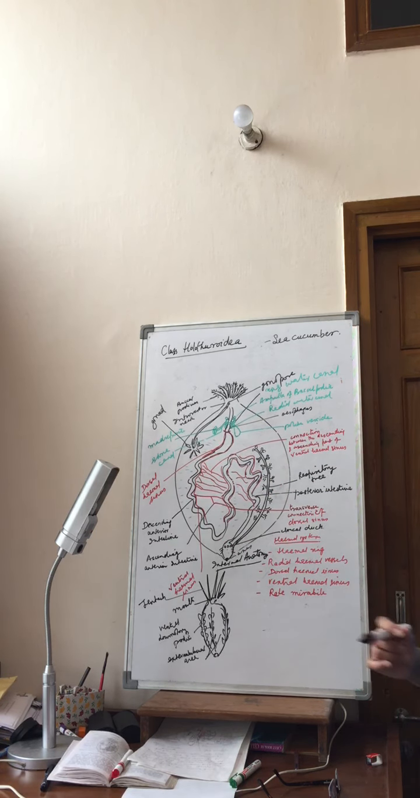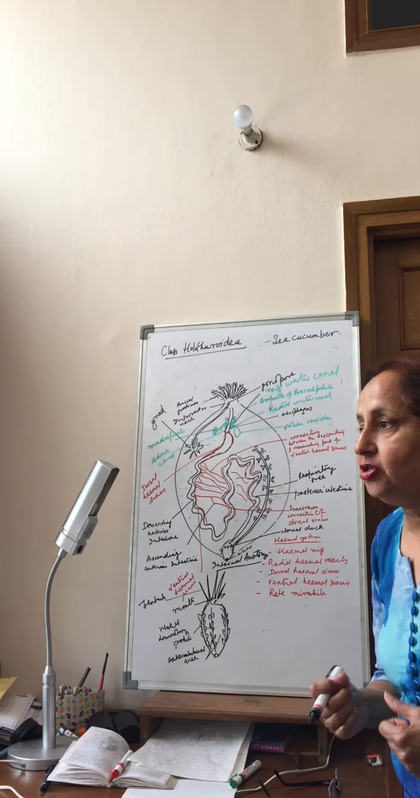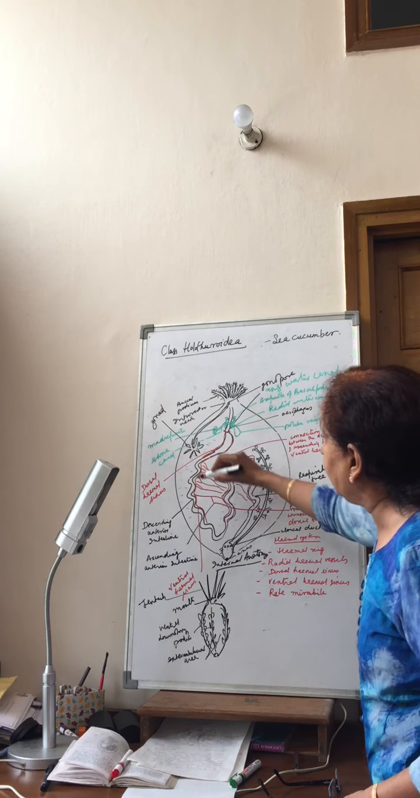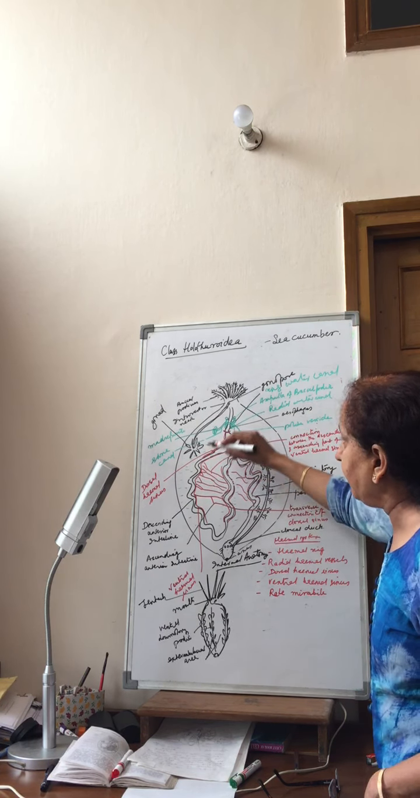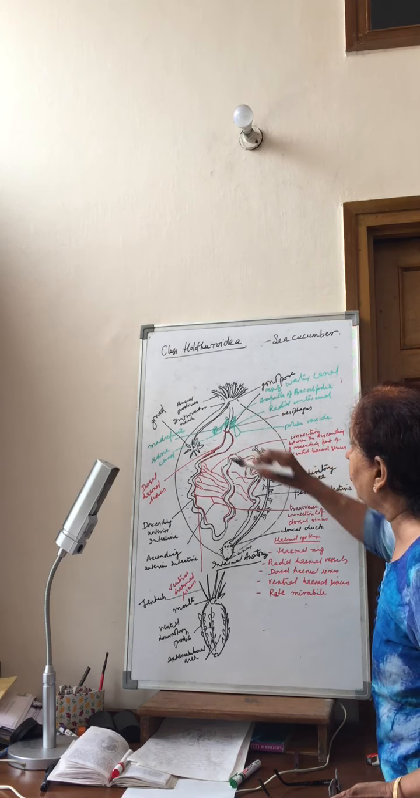Similarly, the Tiedemann bodies, which are sort of lymphoid organs which pick up the bacteria and other foreign material, are present along the wall of the animal. They are funnel-like structures which are present along the wall of the animal.